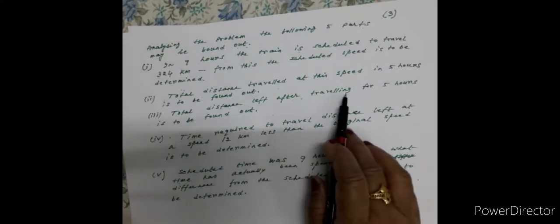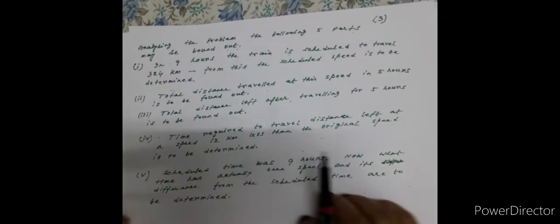Okay. Now, come to part 3. In part 3, the total distance left after travelling for 5 hours is to be found out. What was the actual distance? The actual distance was 324 kilometers. So, already in 5 hours it covered 180 kilometers. So, how many kilometers are yet to be covered?